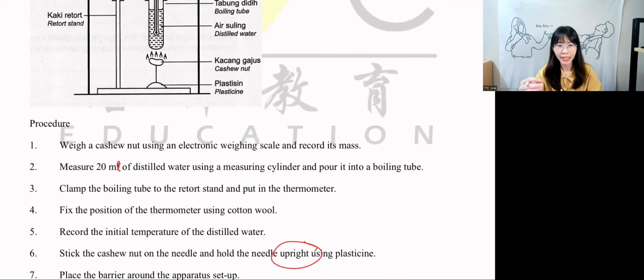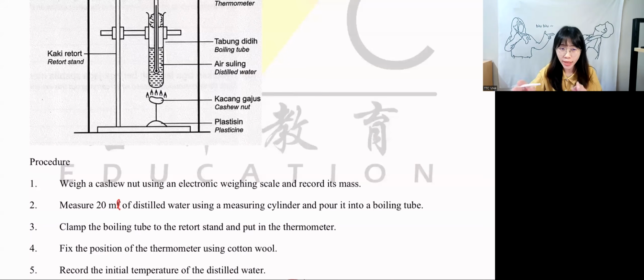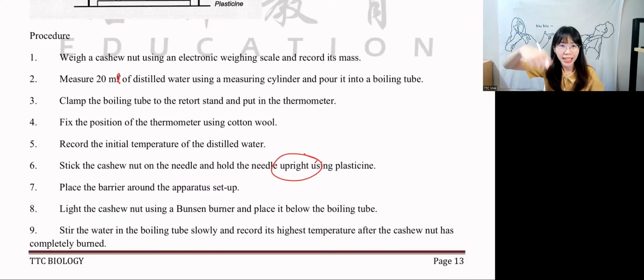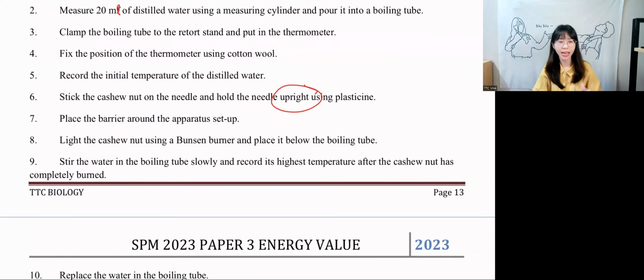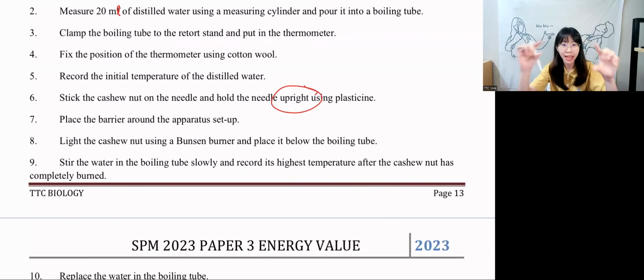So after you completely burn, then you look at the temperature, right? Before you look at the temperature, you stir the boiling tube first because you want the heat to be evenly distributed. So you have to stir it. Then you find the highest temperature.